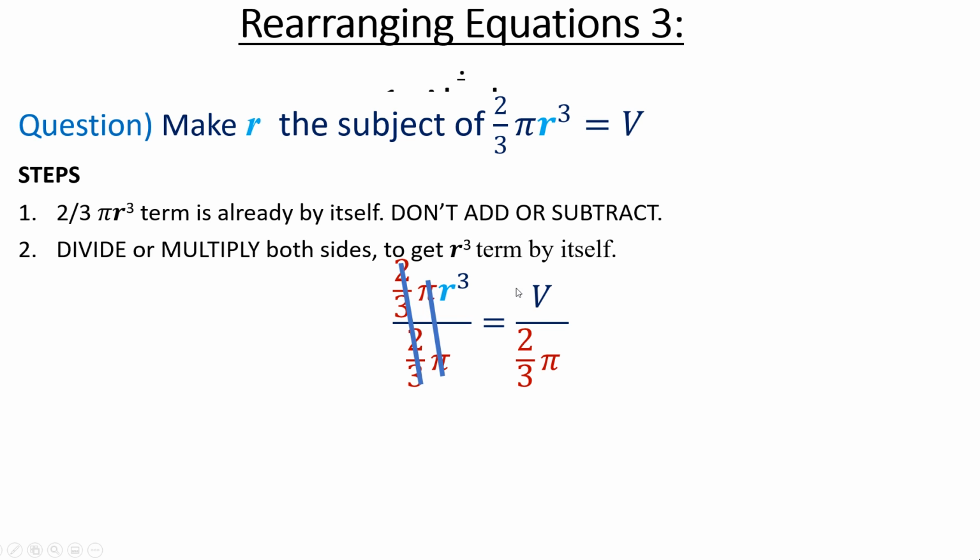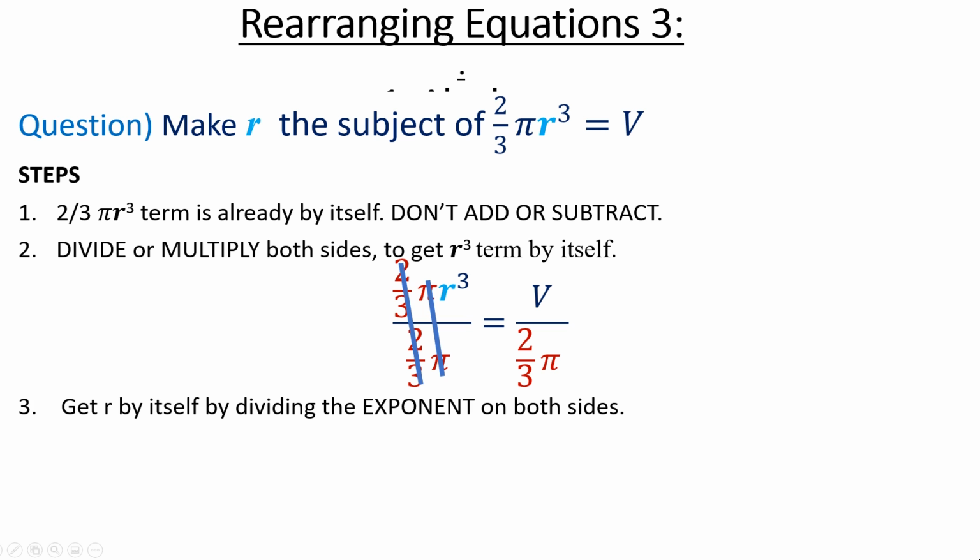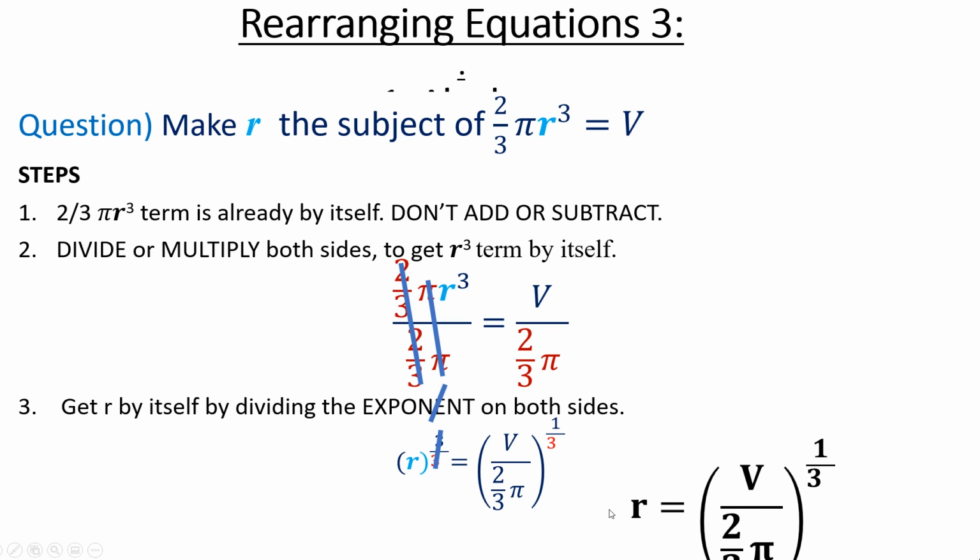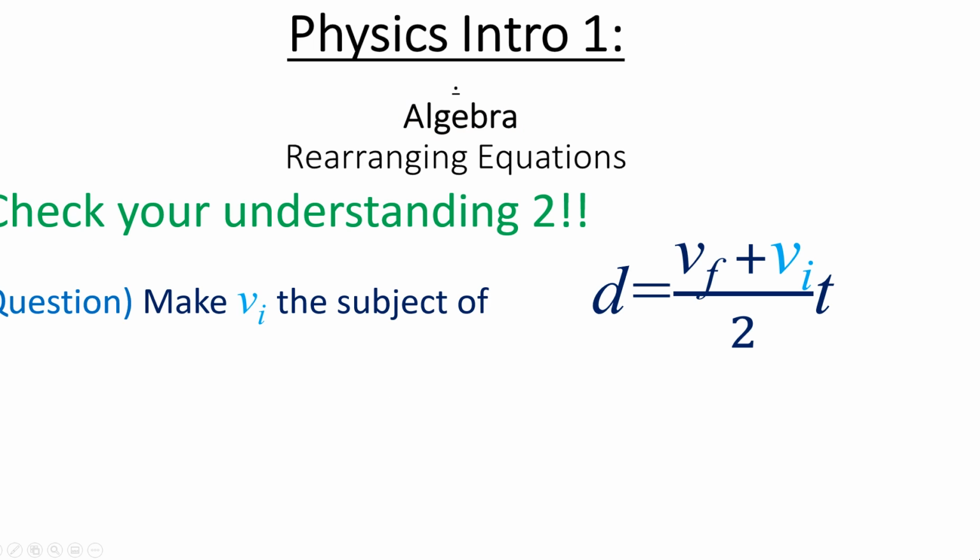Well, this whole thing is the same as v over 2/3 pi to the power of 1. So if we get rid of this 3, we have to divide this 3 by 3. We can also divide this 1 by 3 also, right? So to get rid of an exponent, you just have to divide the exponent part only on both sides. So 3 over 3 is 1, and 1 over 3 is a third. And that leaves us with our answer. R equals v over 2/3 pi to the power of 1/3.